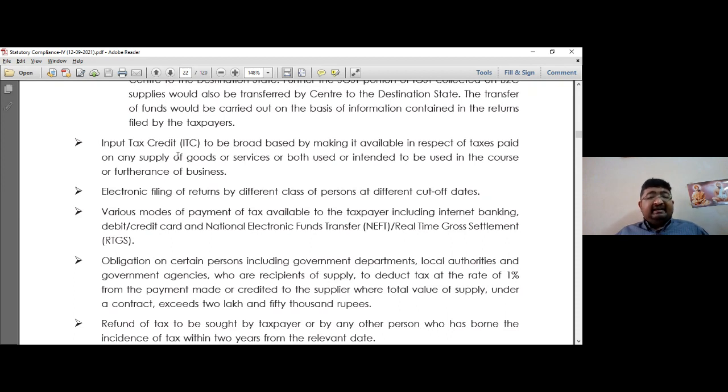There is no direct relationship, but the only thing you need to ensure is that it is used or intended to be used in the course or furtherance of business. For example, sir, you are buying a laptop for personal use. Can I take the credit? No. Only if you buy the laptop for business use can you avail the credit. So for availing the credit, it needs to be used in the course or furtherance of business, and you need to be a registered person. Only a registered person can claim input tax credit. Clarity is there?